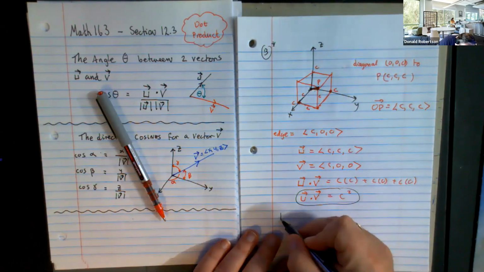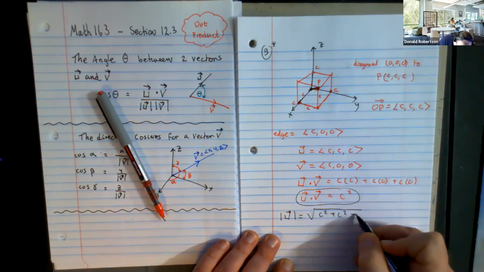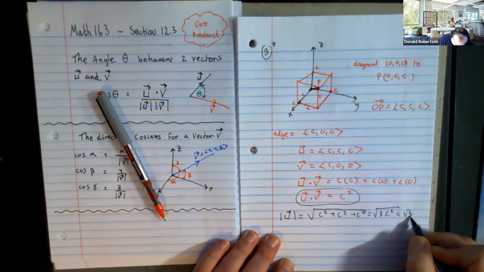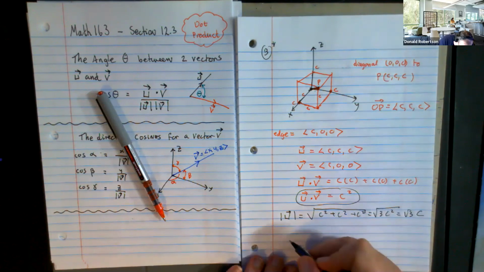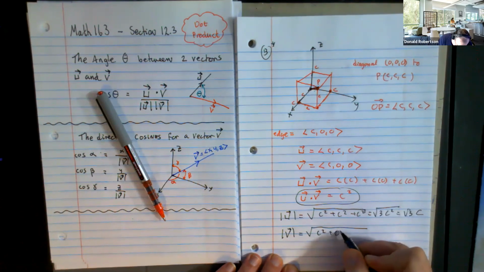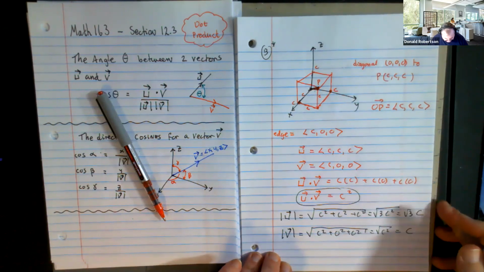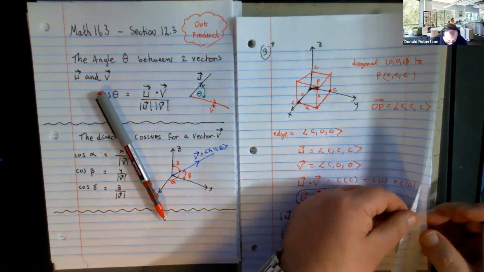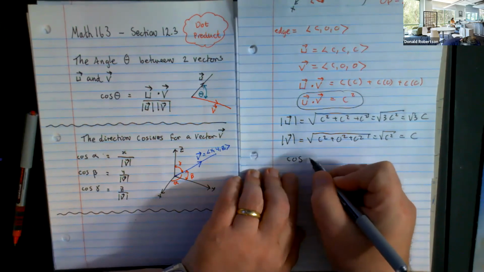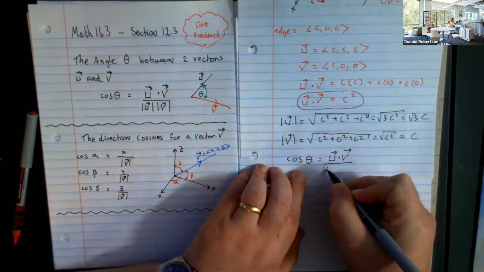Magnitude of U, the square root of C, C, and C squared. Oh, we've seen this before, root 3 C. And the magnitude of V, the square root of C squared plus nothing, is C. So I should be able to put this package together and find out what the angle between them is. It's the dot product divided by these two magnitudes.